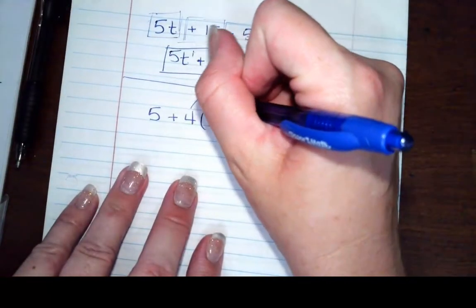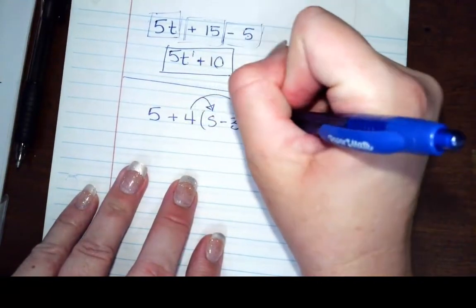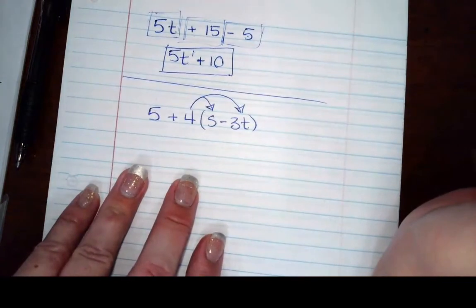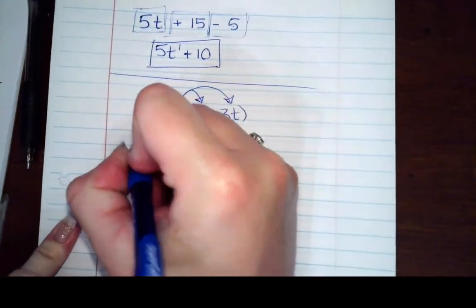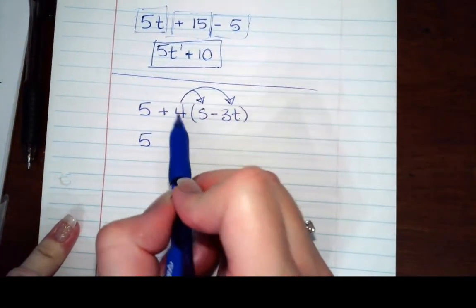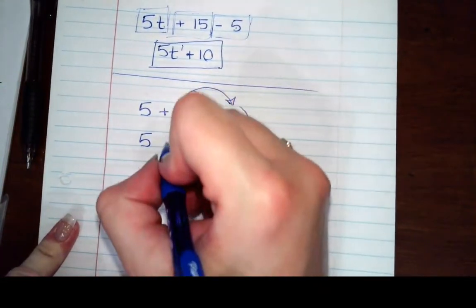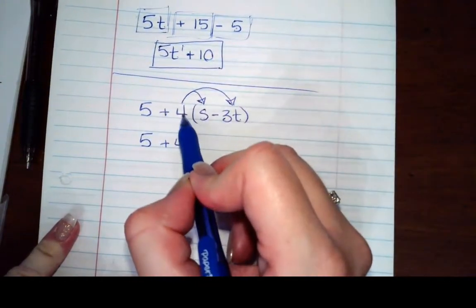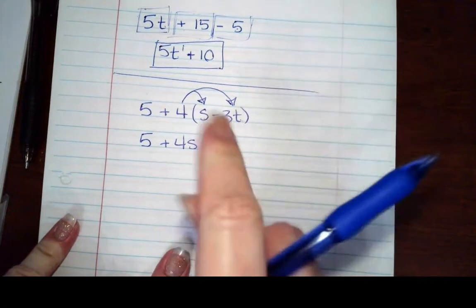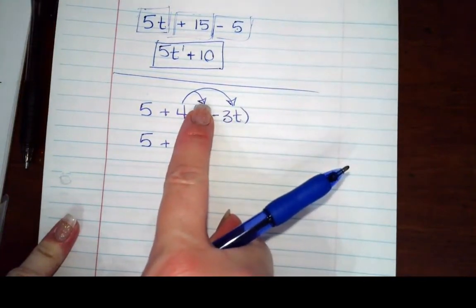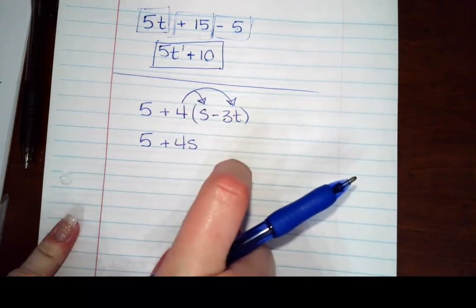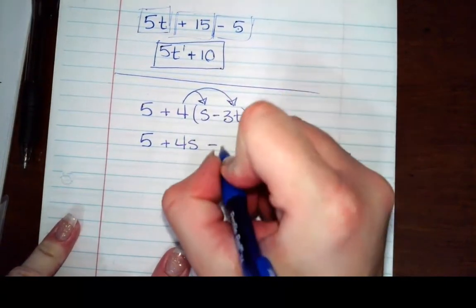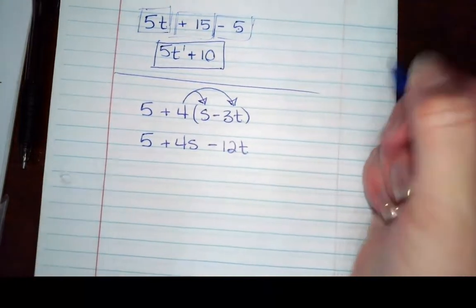And now this positive 4 is going to distribute out to both terms in the parentheses using multiplication. So this 5 is going to drop, and then I have a positive 4 times s is positive 4s, and a positive 4 times negative 3t. So I'm going to cover this up just a little bit. A positive 4 times a negative 3 is a negative 12, and then that t is going to come along for the ride. So I've got a negative 12t.